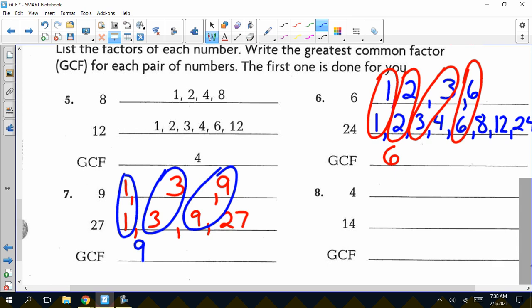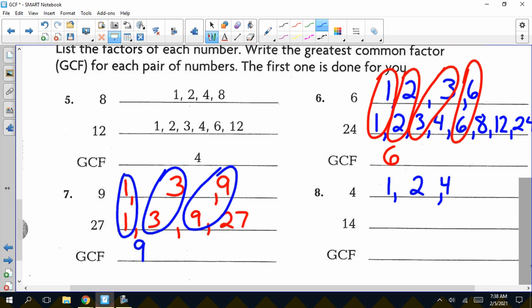Now we have 4 and 14. 4 should be pretty easy because it's a small number. 1 times 4 and 2 times 2. So all we're doing is using our multiplication facts, and that's why we really emphasize making sure you know your multiplication facts for chapter 6. So make sure that you're studying that.